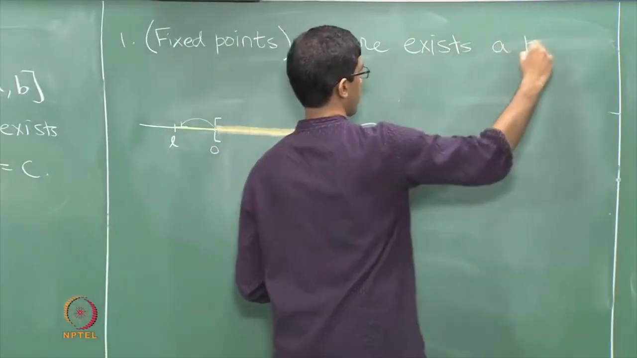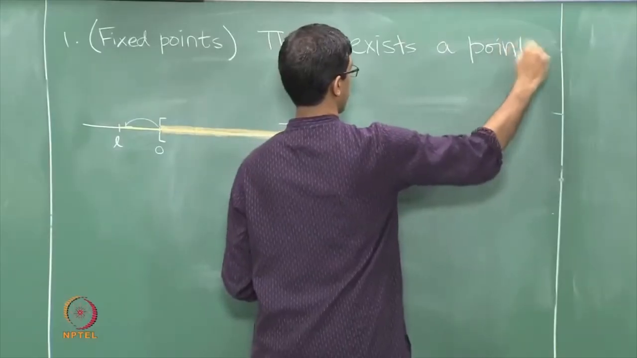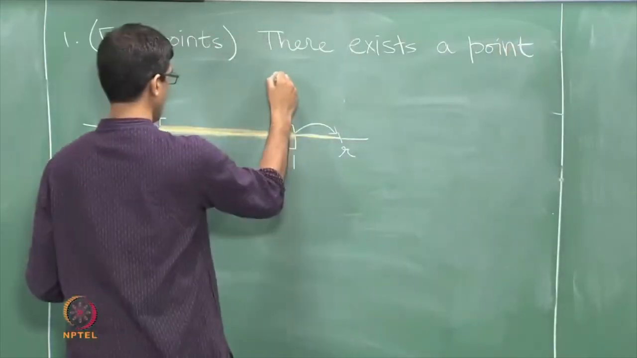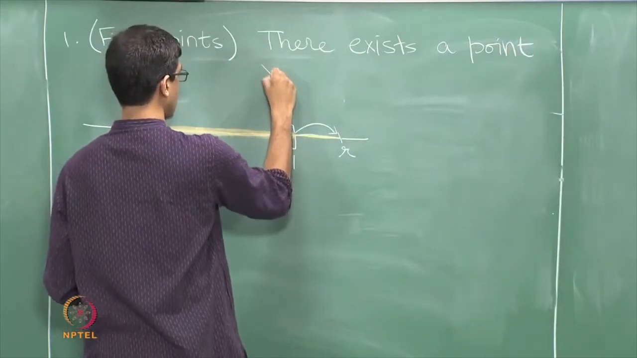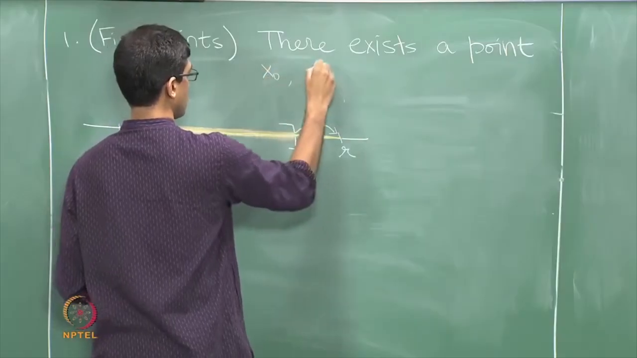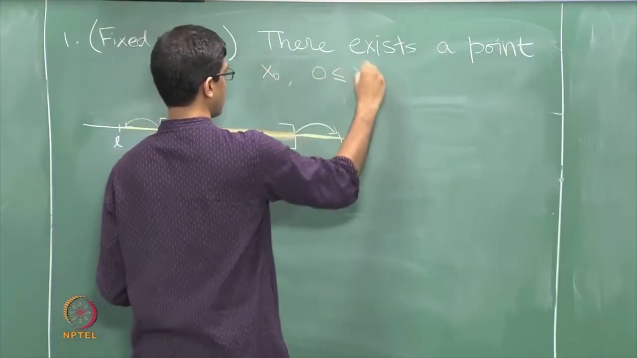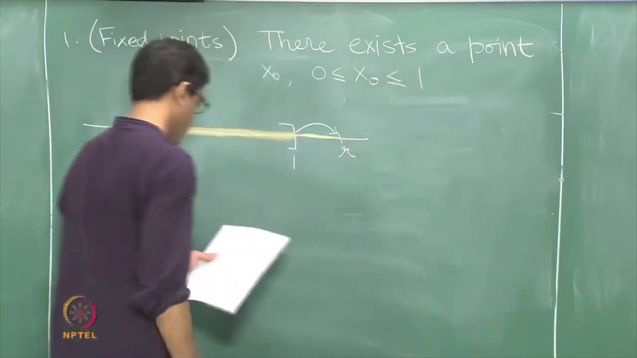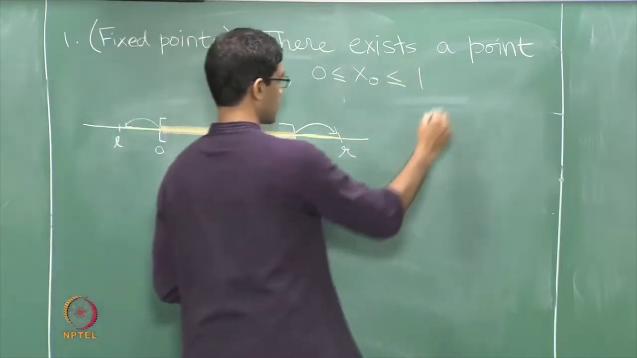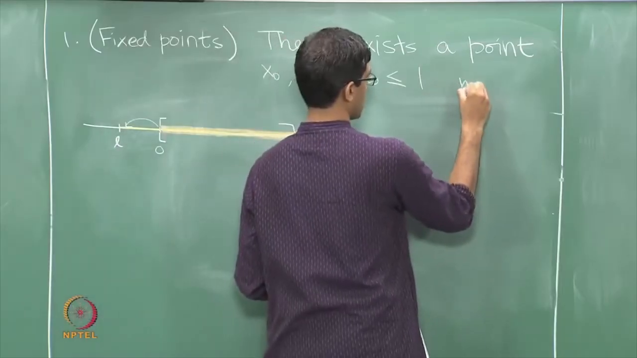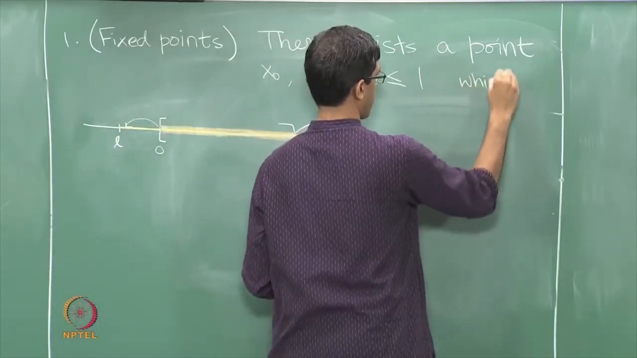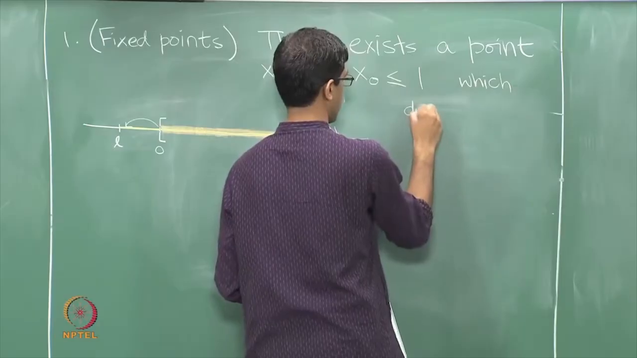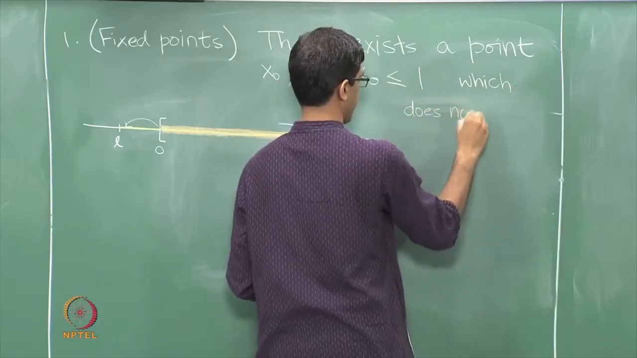So here's one way of stating it. There exists a point on the rubber band which does not move during the stretching process. Okay. So let's try and prove this using the intermediate value theorem. So this, depending on how you think of it, it might sound somewhat counterintuitive. And also the key thing here is no matter how this stretching is done.